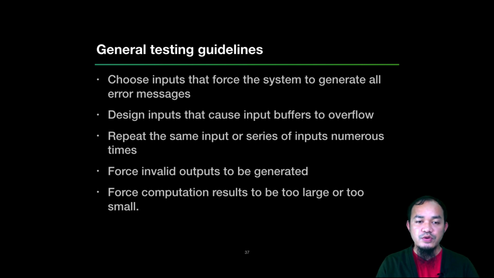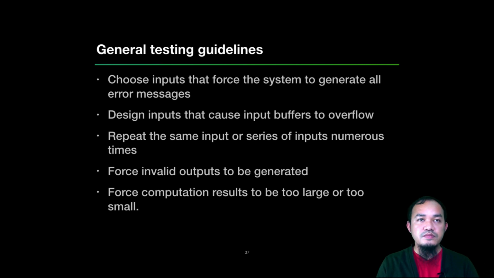Force invalid outputs to be generated. Firstly we force incorrect input, right, and then we have to force the invalid output. We try to make our application generate some kind of unaccepted or invalid output. We will see what kind of invalid output it presents, and then we can fix our system. Force computation results to be too large or too small.